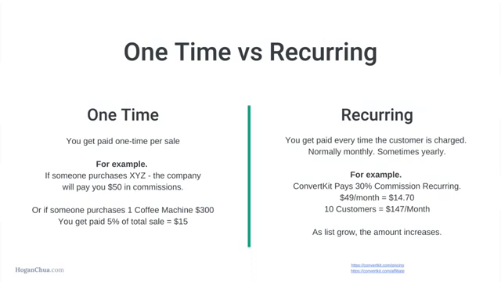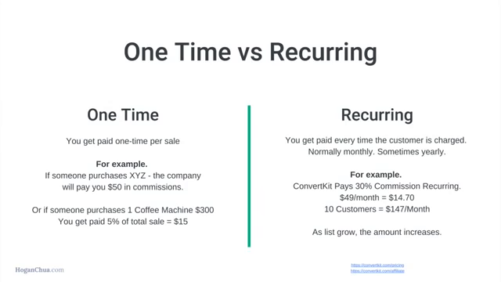So you've also got one-time versus recurring commissions. With one time, you just get paid once. For example, if you promote a coffee machine for $300, you only get paid $15 one time. You don't get paid any more. With recurring commissions, you get paid every time the customer is charged. This is normally on software as a service products, digital products, which have a monthly fee.